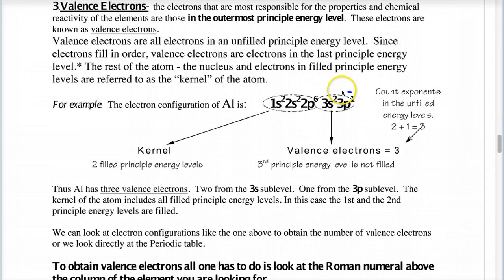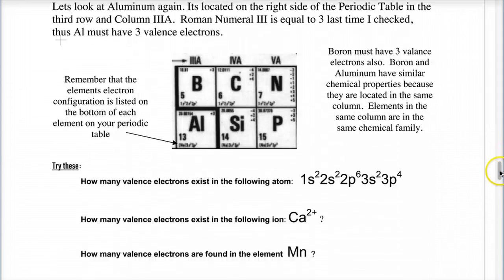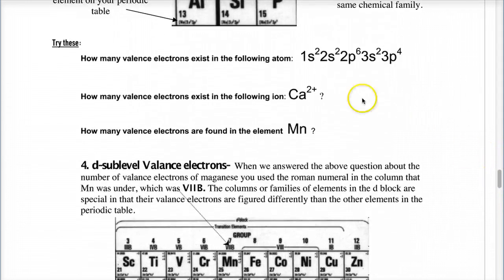Valence electrons are electrons available for bonding. Okay, we've talked about that. The rest are electrons that are stable, or the kernel electrons. And I talked to you about looking for those. Okay, how many valence electrons here? Well, this is filled, this is filled, this is 6.